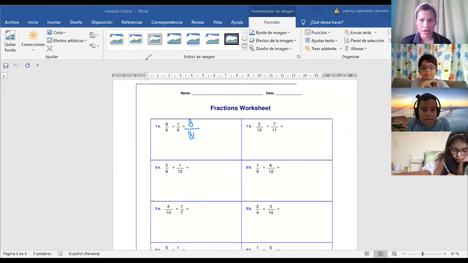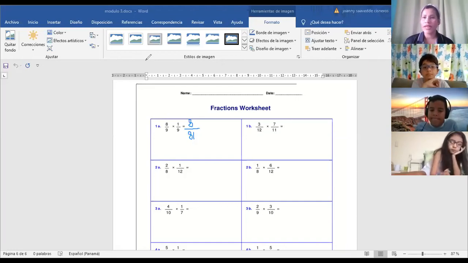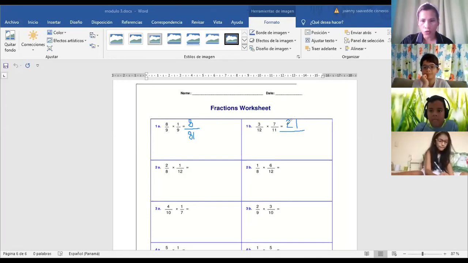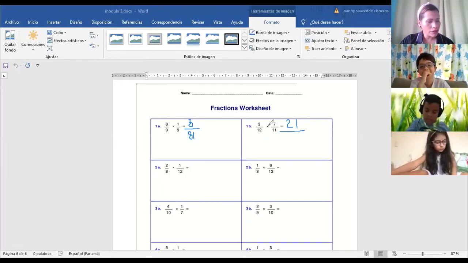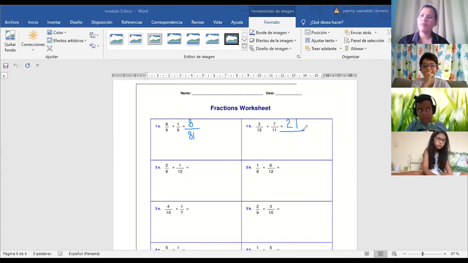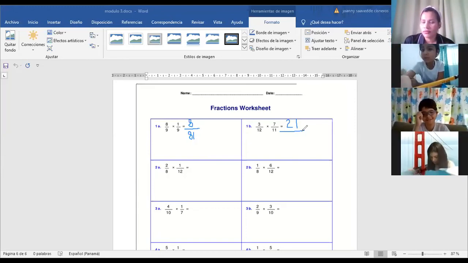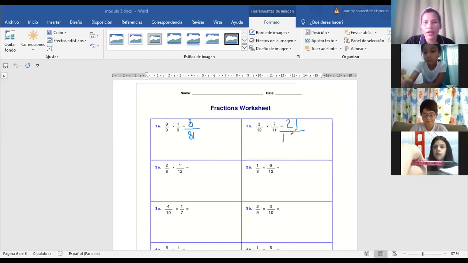Let's do the multiplication of the numerators. How many is 3 times 7? 3 times 7? 21. Yes, 21. We copy 21 over. Now we multiply the 12 and the 11. 12 times 11. Who can tell me 12 times 11? I can. 132. 132, correct. Then we copy 132.